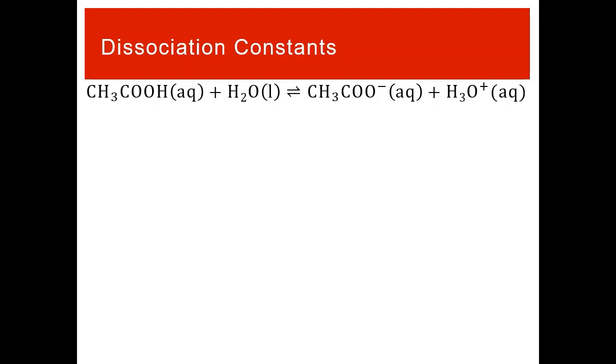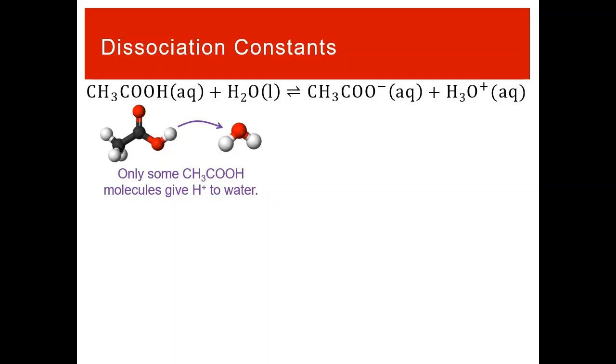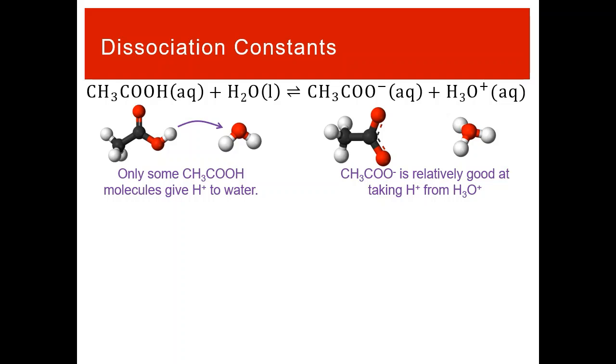If we look at the reaction of a weak acid, say acetic acid, so CH3COOH, if it reacts with water, only some of them will react to give an H+ to water. And one of the ways we can think about that is this equilibrium is reactant favored, right? It doesn't really happen. And one of the reasons is because the molecules on the product side are pretty good at doing chemistry, right? That reverse reaction happens relatively quickly. This conjugate base that we have right here, this acetate, the CH3COO-, is very good at taking H+ from hydroniums.